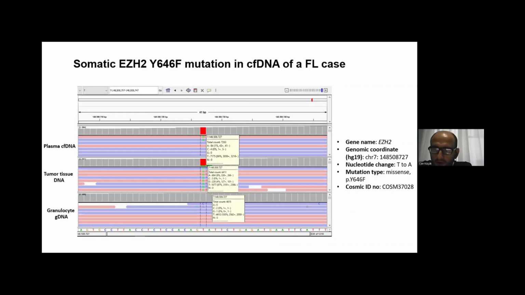Another important mutation I want to show is the EZH2 Y646F mutation. This is an important mutation, I will come to that soon. Why is it important? This is actually a hotspot mutation in the EZH2 gene. As you can see, it's not only present in the tumor tissue DNA, it's also present in the plasma cfDNA. This is also a single nucleotide change. It's a missense mutation.